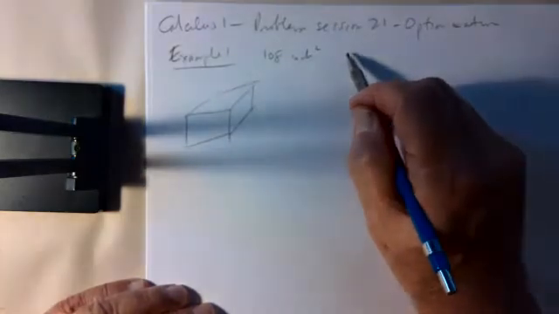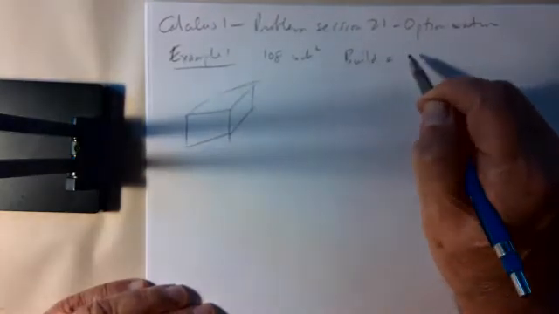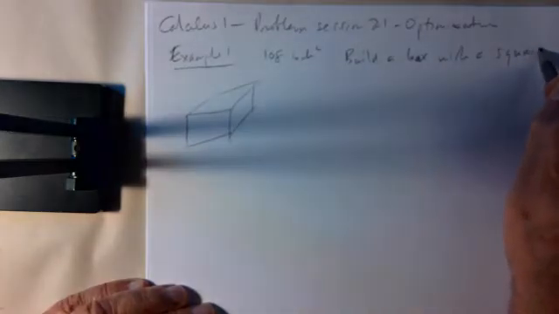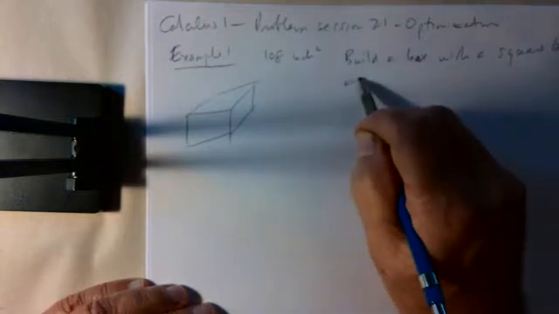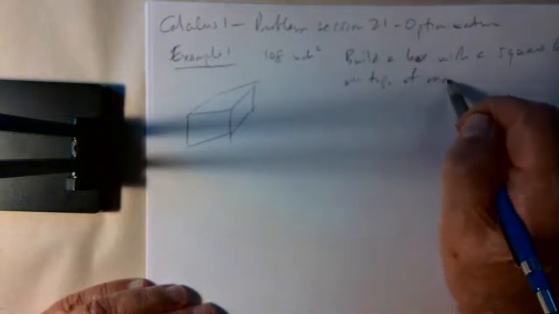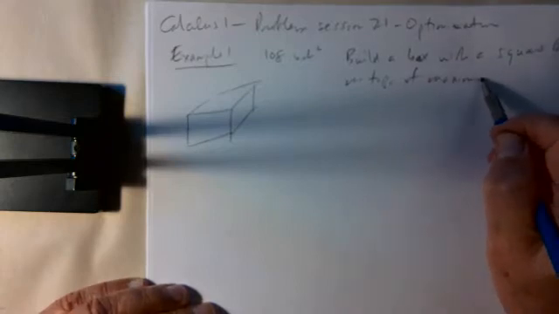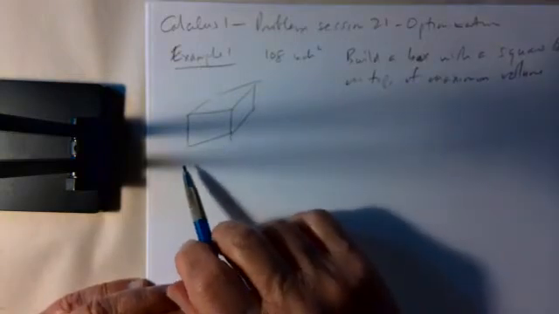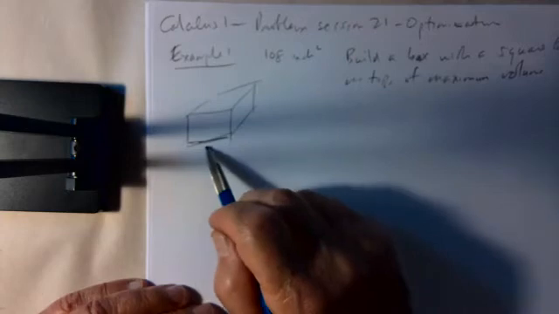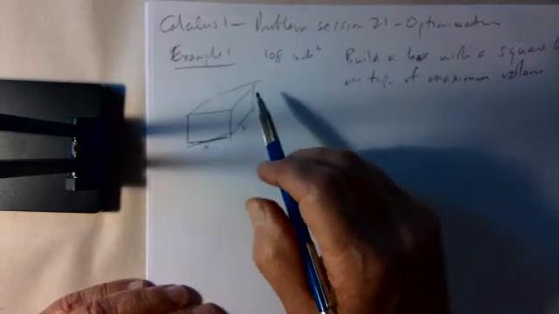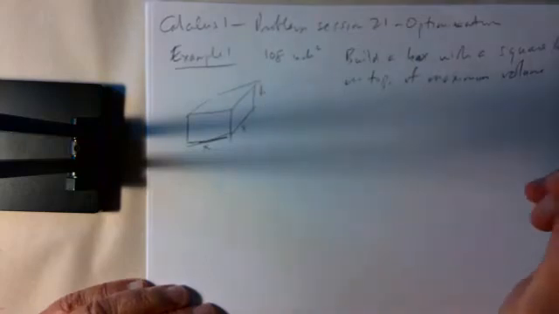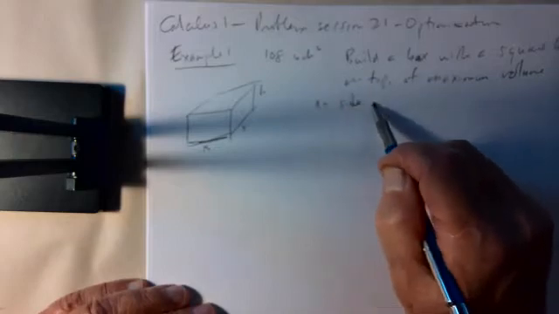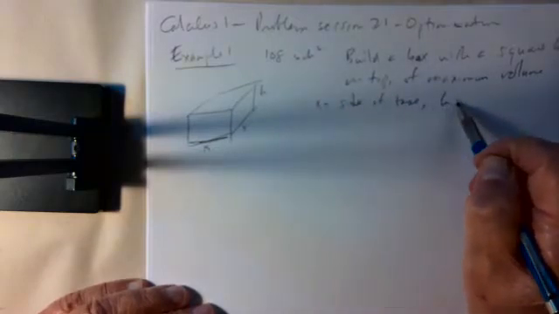And we're told we want to build a box with a square base, no top, that holds as much as possible. So we want to maximize the volume. If the base is square, let's say it's x by x inches, and let's say the height is h. So x equals the side of the square base, h is the height.